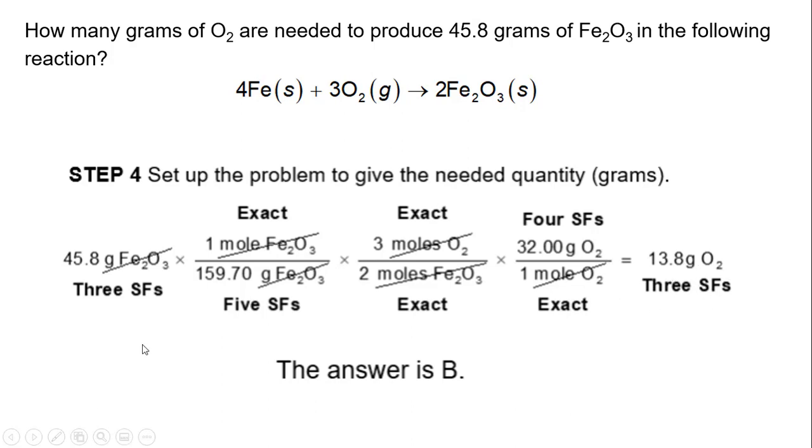Now, one thing I want to point out, here it's listed as O2. So this is 32, not 16. You have to account for both atoms of oxygen. So this is 32. Now let's look at the sig figs. 3 sig figs, exact. We don't look at the 1. 5 sig figs. Here we have exact, exact. 4 sig figs, and exact. So we have 3 sig figs here. That's the smallest value. So the answer is going to be in 3 sig figs, and the answer is B.